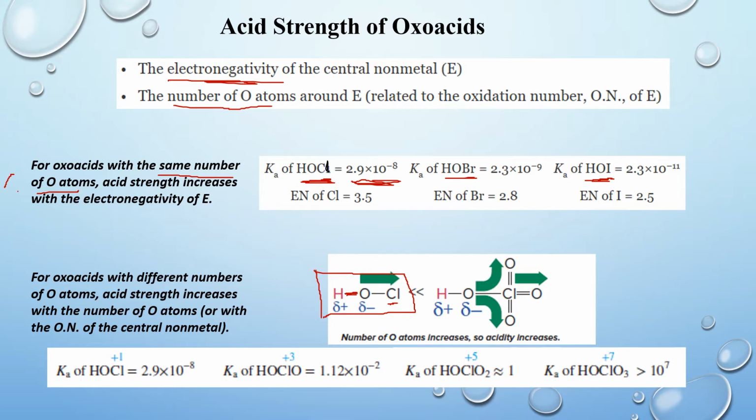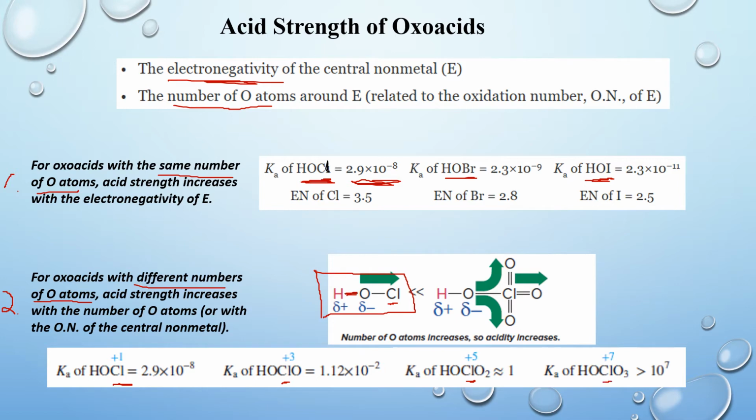Right. So for the second scenario, we have the same nonmetal but different numbers of oxygen atoms around that nonmetal. In this example, we have the same nonmetal, which is chlorine, but we have a different number of oxygens, increasing from 1 all the way to 4.